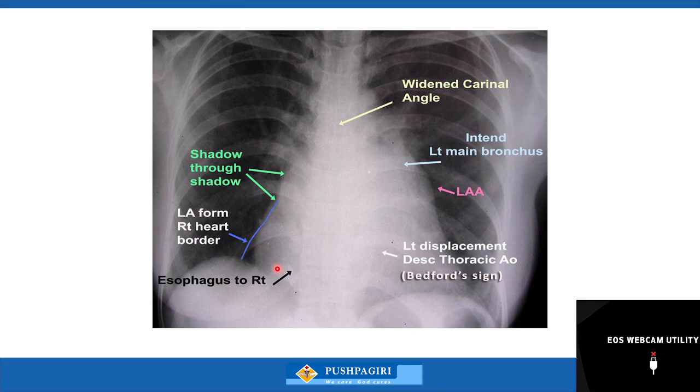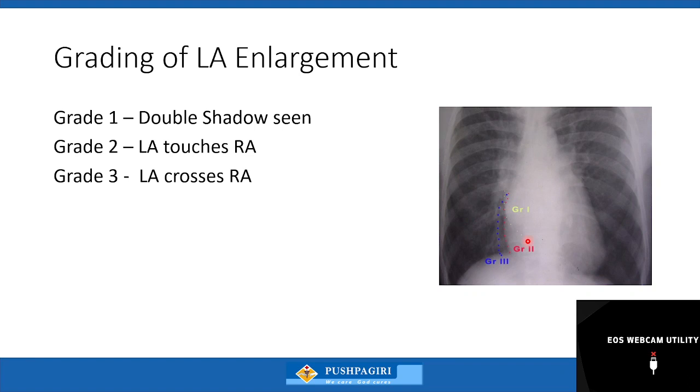So now coming to the grading of LA enlargement, if you are just seeing the double atrial shadow, it can be grade 1. If that left atrial shadow touches the right atrial shadow, that is, it is almost overlapping, that is grade 2. And if it crosses the right atrial shadow, LA crosses the RA, it is grade 3. Those are the three grades of left atrial enlargement.